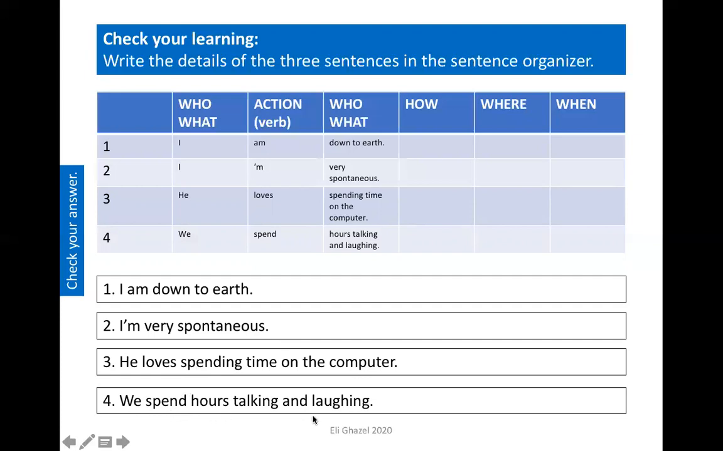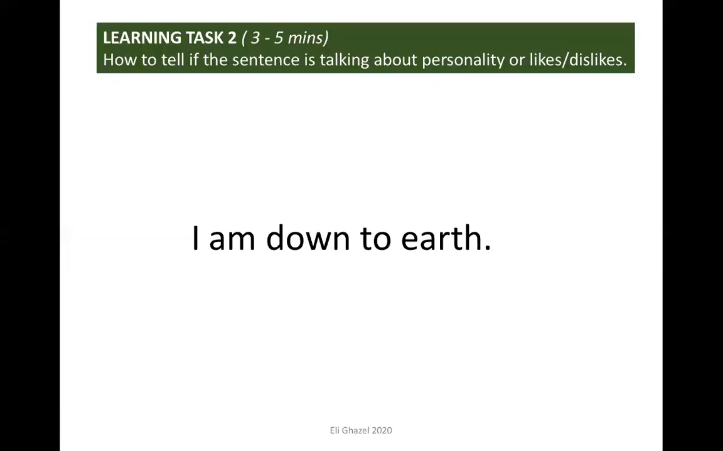And we spend hours talking and laughing. We spend, what do we spend? We spend hours talking and laughing, okay? So this is the details of the 3 sentences. They checked, time to move to more learning. All right. How to tell if the sentence is talking about personality or dislikes?